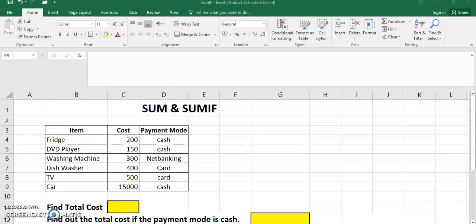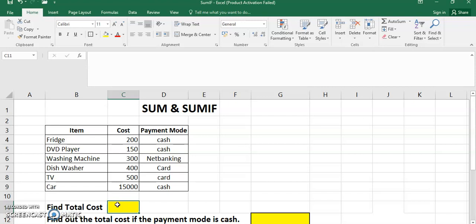Today we understand the difference between SUM and SUMIF. Sum is basically just adding a few numbers. Suppose we want to find out the total cost of all the items. So it's just the sum of all the values mentioned in the column called cost. Let's do it.